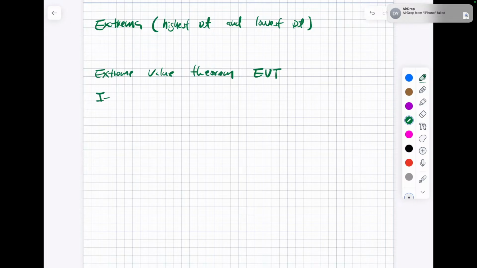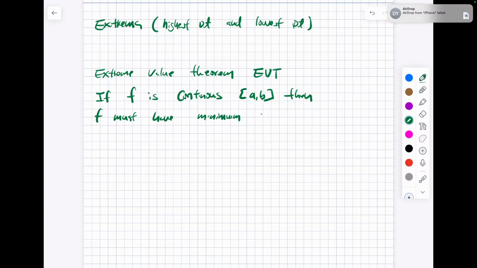But I'd just say if f is continuous, so it has to be that f is continuous, and between A to B, then f must have a minimum and a maximum.